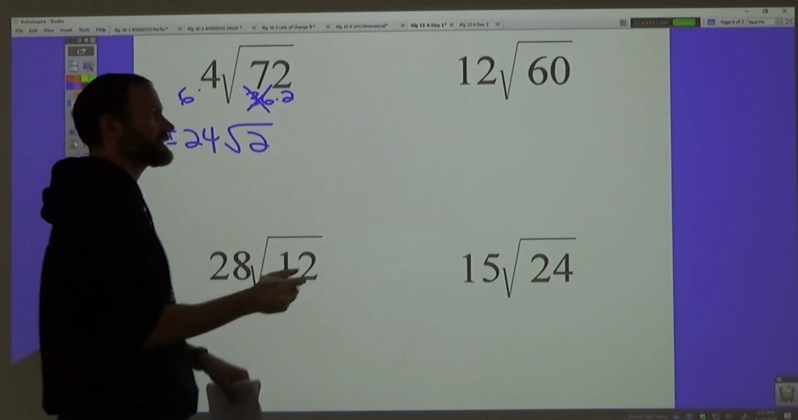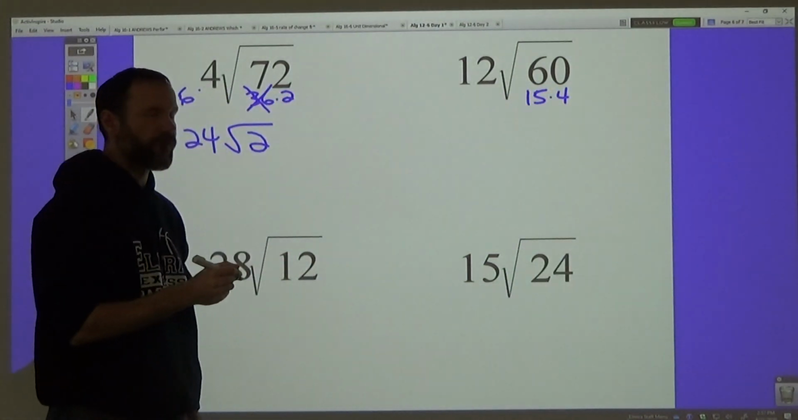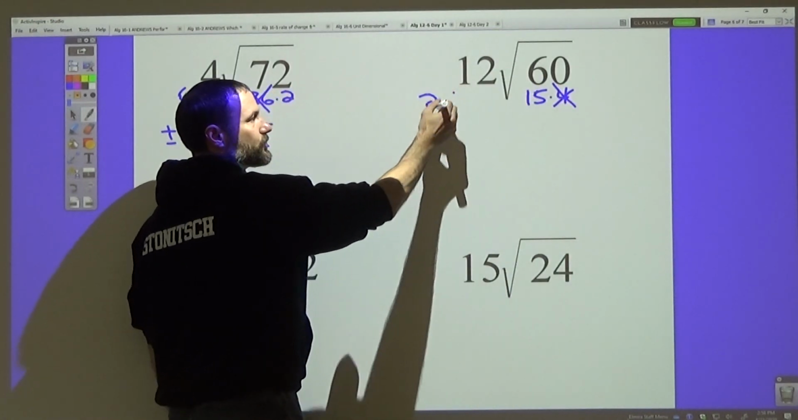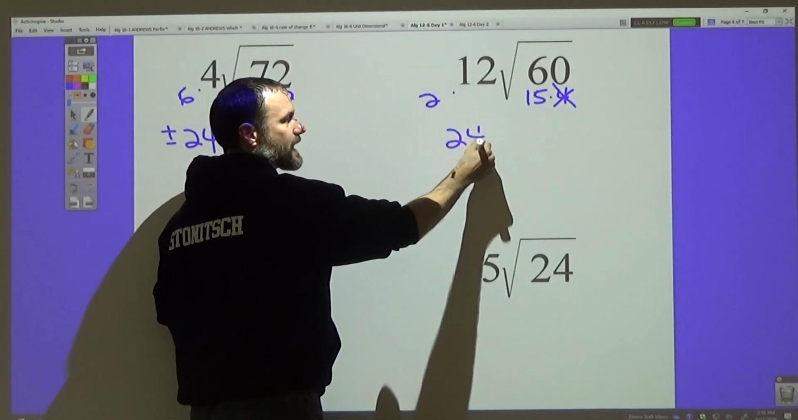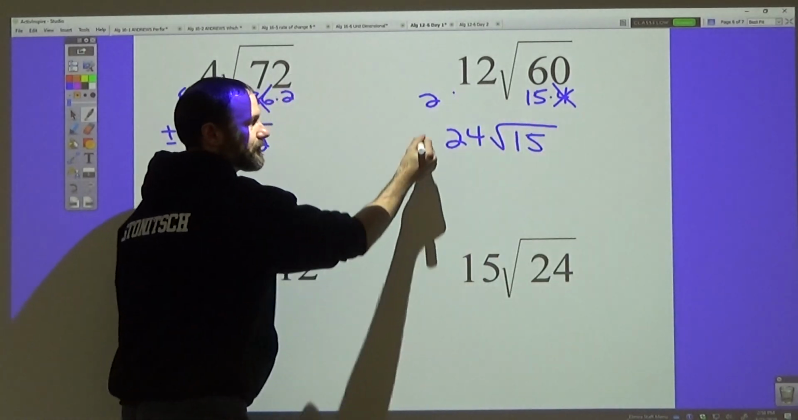What times what is 60? Well, 60 is really 15 times 4, 4 being a perfect square. Cross off the 4, bring out the 2. 2 times 12 on the outside is 24. All that we have left on the inside is 15.